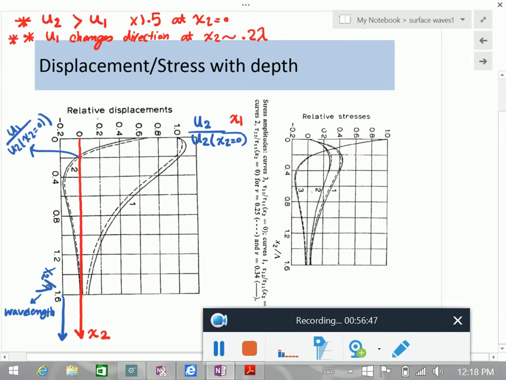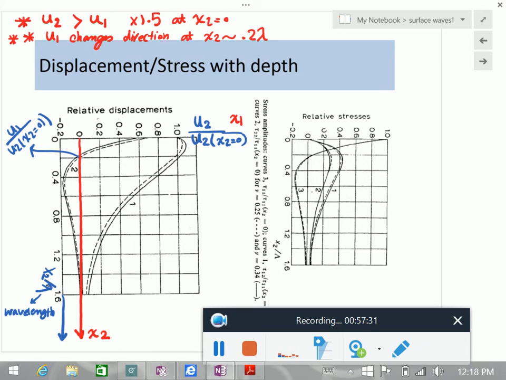Oh, this is normalized by u2 at x2 equal to 0. That's what it means. Like this number, this 1 and this 2, that's just the name of the curves. I don't know why it's reversed, but I explained from the beginning what each curve is. So curve number 2 is u1 over u2 at x2 equal to 0. I don't know why there is this opposite number. And this curve is u2 over u2 at x2 equal to 0. You have the expressions. You can actually plot this for different Poisson's ratio if you like.